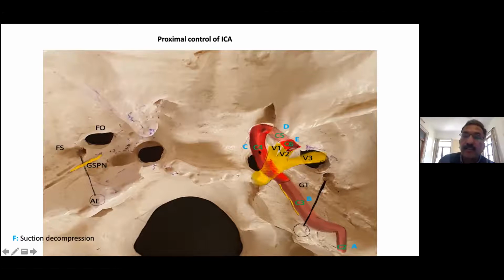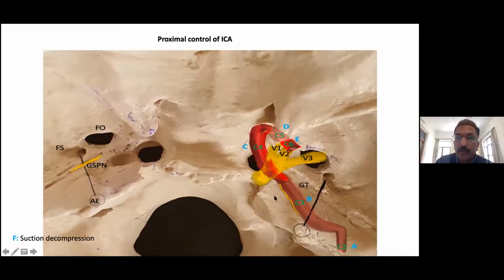The third is that proximal control can be obtained in the cavernous sinus. Proximal control can also be obtained by drilling the clinoid process. So coming from the greater and the lesser wing of the sphenoid, coming from the orbit like this, and then drilling the posterior strut gets you to the clinoidal segment of the ICA, and you can get proximal control here. If the aneurysm is a little distal, you can also get proximal control of the C6 segment of the internal carotid artery.